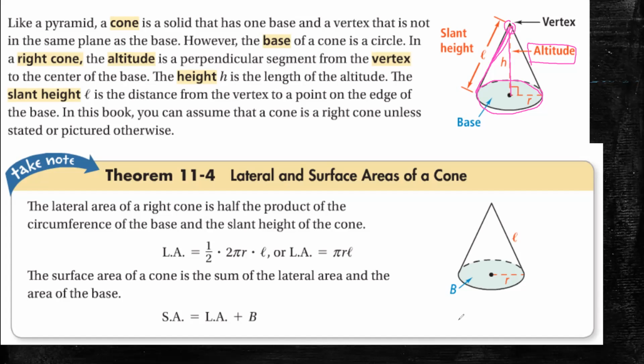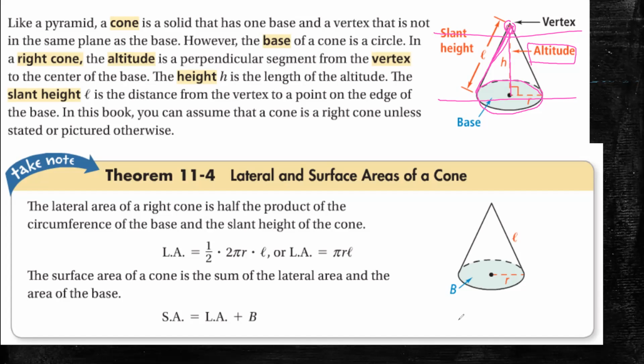So, like a pyramid, a cone is a solid that has only one base and a vertex that is not in the same plane as the base. What does it mean? That means this is the plane of the base and this is the plane of the vertex. They are not on the same plane. The base of the cone is a circle. It's not like the pyramid, which is a polygon. It's a circle. In a right cone, the altitude is a perpendicular segment from the vertex to the center of the base.